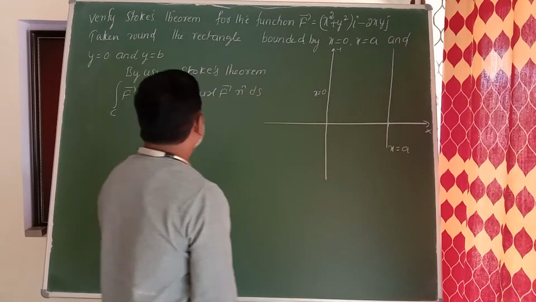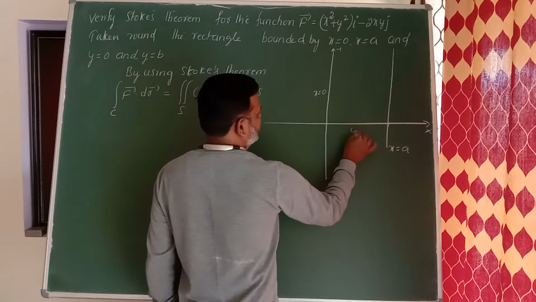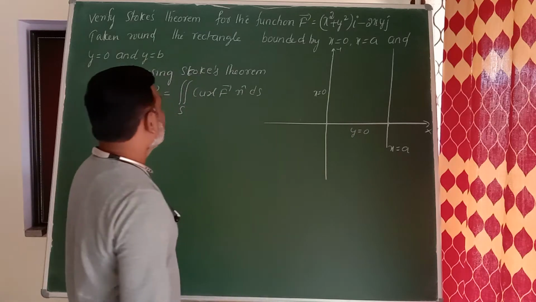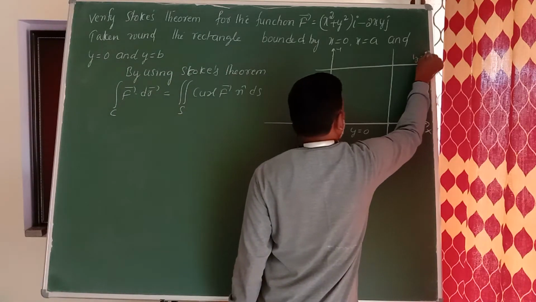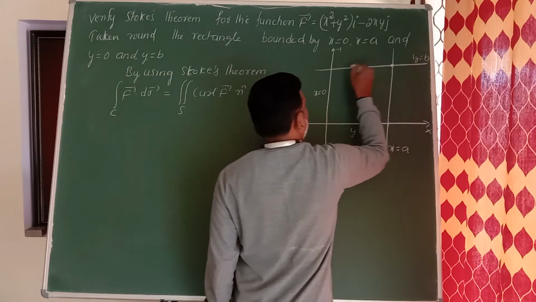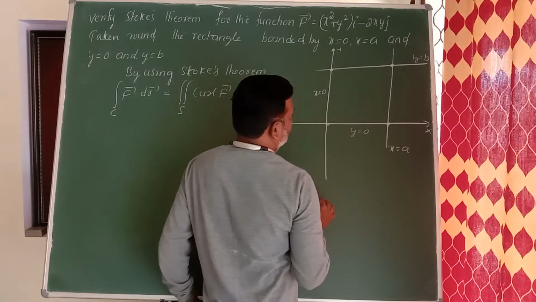And one more point is that y is equal to 0. y is equal to 0 represents the x-axis, and y is equal to b is a line parallel to the x-axis. This is y is equal to b. Here we have to write the point of intersection. Let us write down the point of intersection. So what is the point of intersection here?